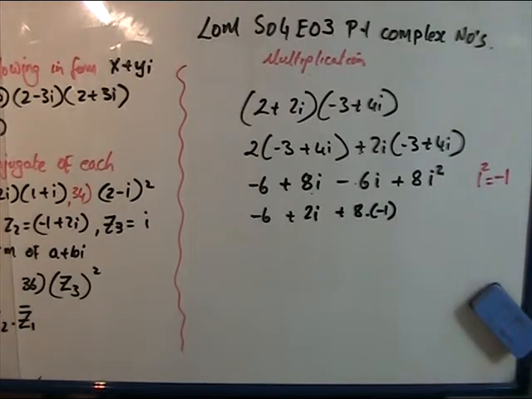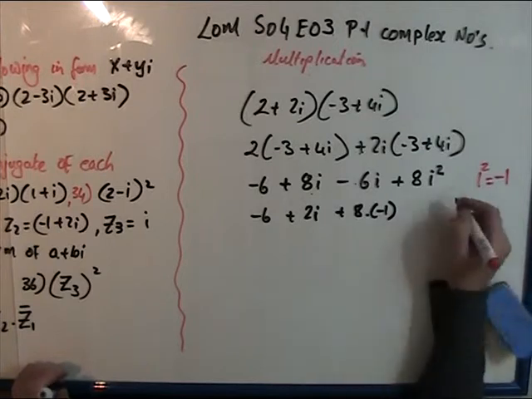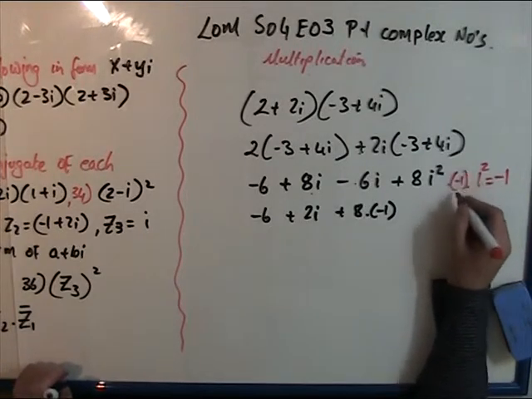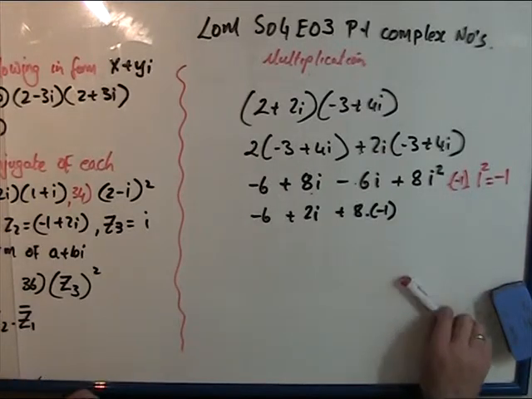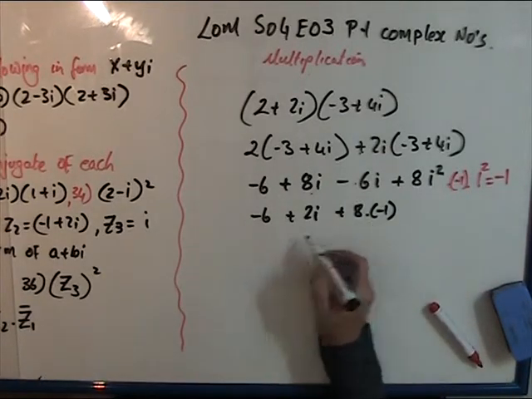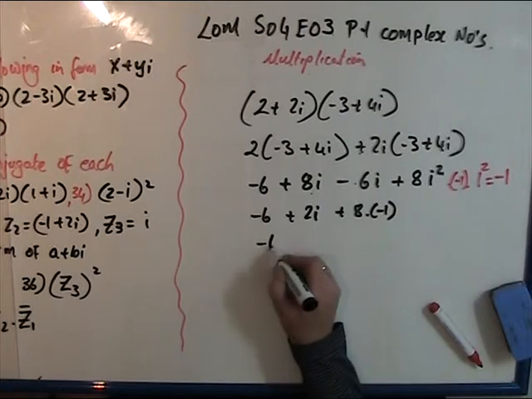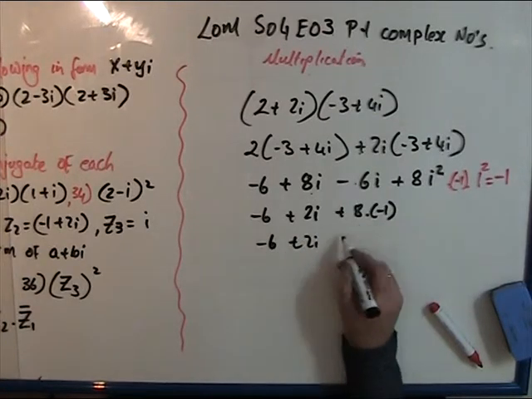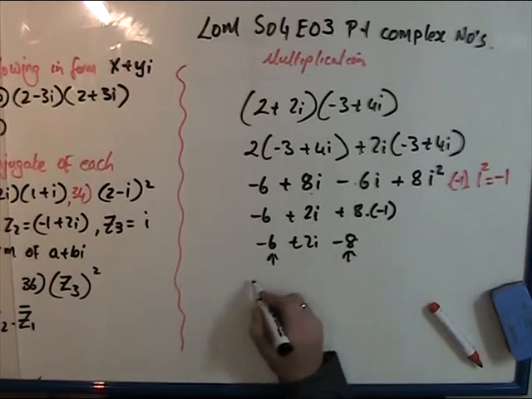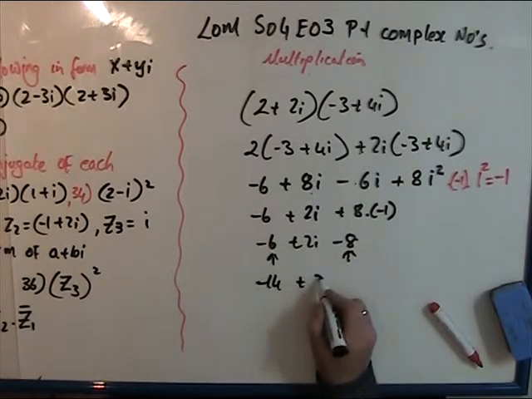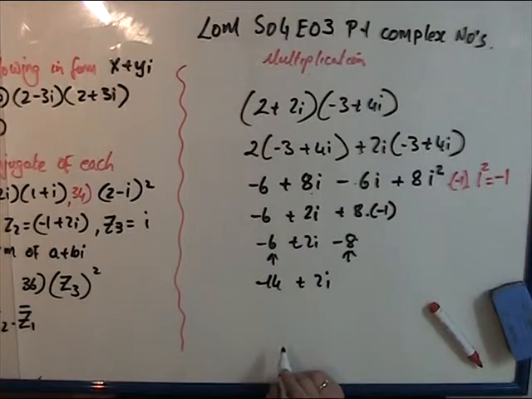So what you could do is put it in here to remind yourself that you're multiplying by minus 1, but you would put it out in red or something to show that it's not included in the equation. So you're multiplying here, it's got minus 6 plus 2i. Plus by minus is a minus 8, so you have the real parts: minus 8 minus 6 is minus 14 plus 2i. And that's the answer to that.